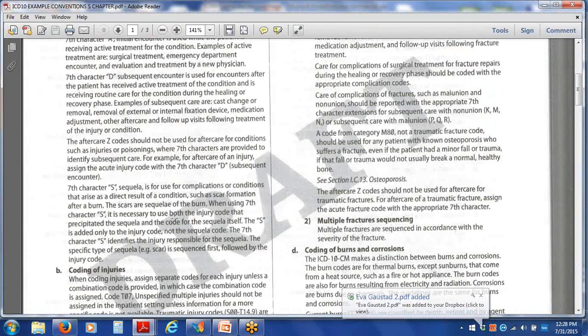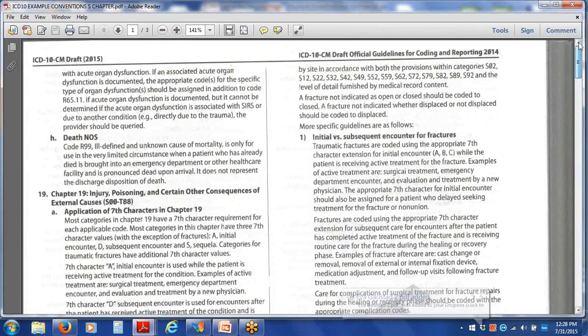If you go to the AMA coding book, one of the chapters in there is a chapter of coding conventions. I took my book and made copies of some of the chapters and some of the pages so you could see how you need to look at this.